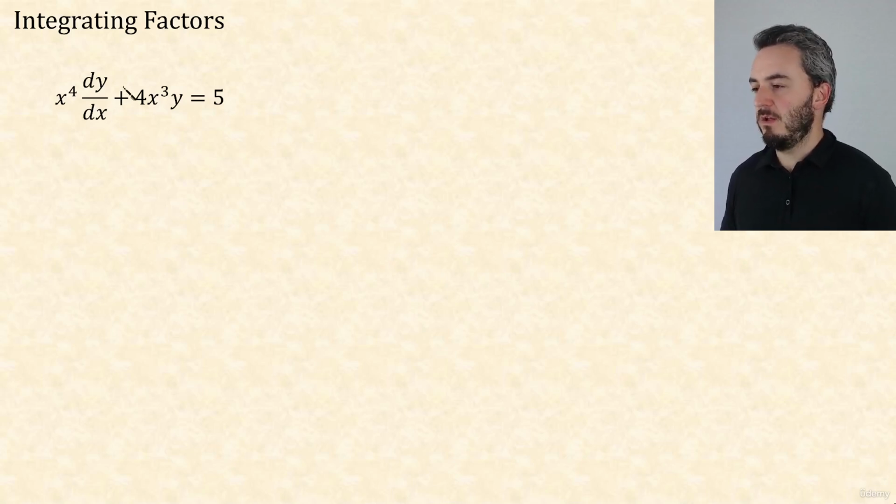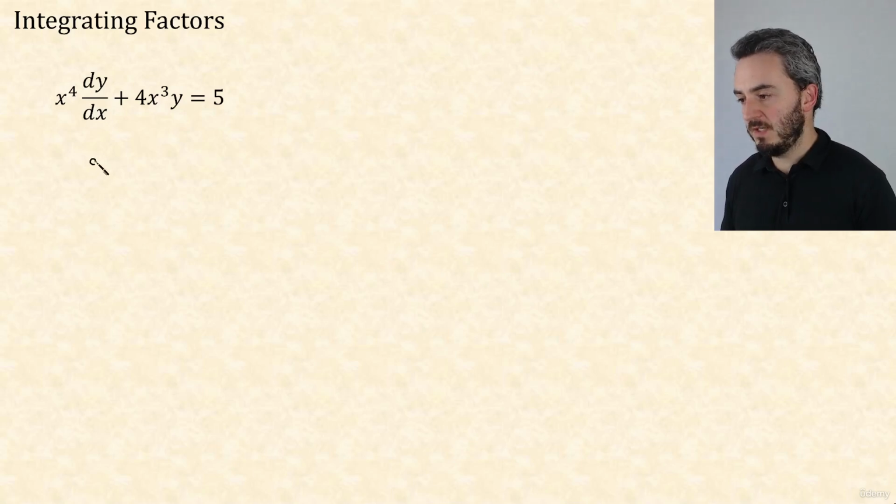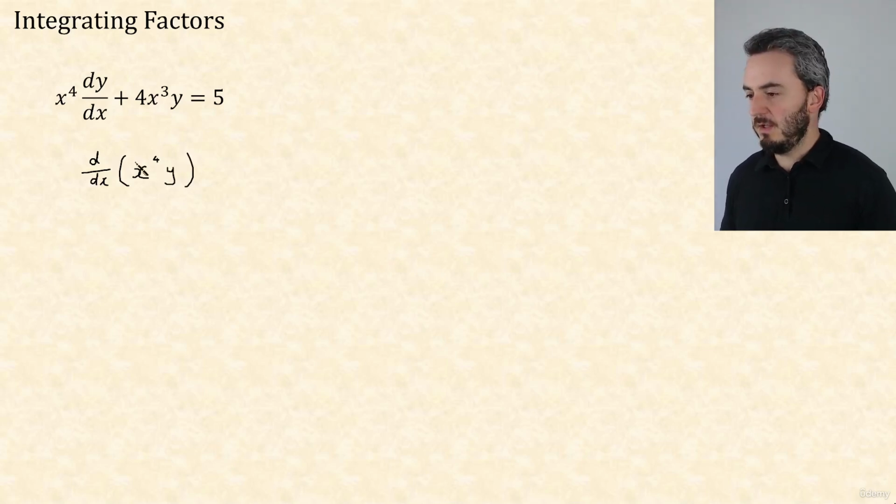All right, what we can spot here is if x to the 4 is our u, then 4x cubed is u dash. And if y is our v, then dy by dx is v dash, which means the left-hand side is the derivative of x to the 4 times y. Let's just check that. u v dash plus u dash v. Okay, so the derivative of x to the 4 y is 5. So that means x to the 4 y must be the integral of 5.